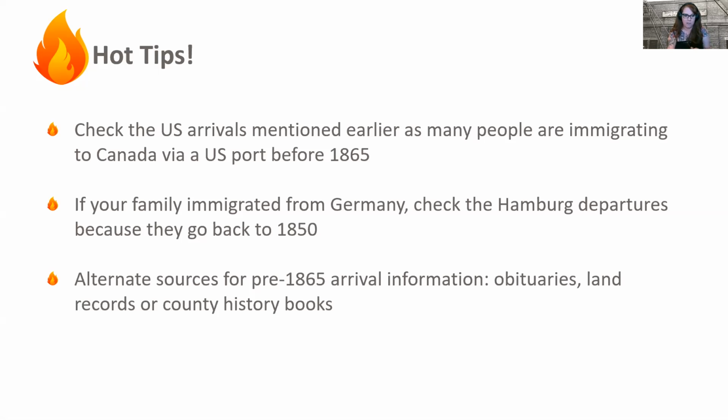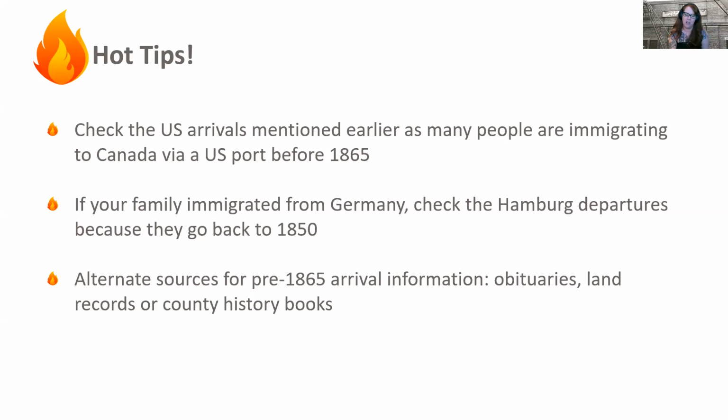And some alternative sources can be obituaries. If there's a good detailed obituary, you might find some information there. Land records can actually give information. I found information on a land petition in Nova Scotia from 1808 that said that the person arrived in September of 1791, which was a total shock. I wasn't even looking for immigration information. So it's like the no stone left unturned. You never know what you're gonna uncover.